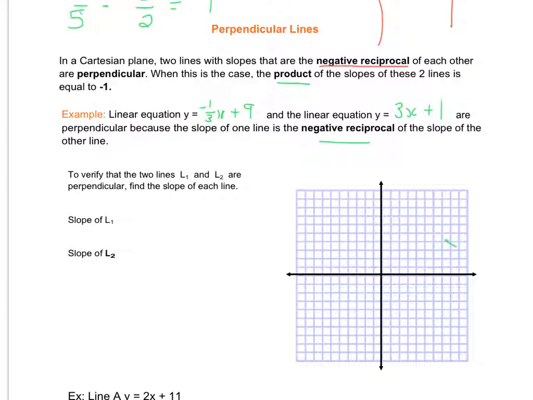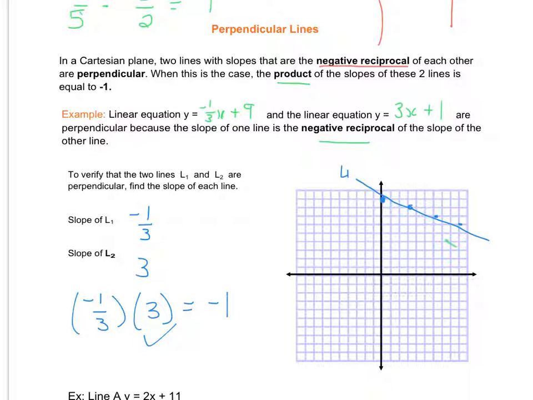The slope of line 1 is negative 1 over 3, and the slope of line 2 is 3. So if we multiply negative 1 over 3 times 3, we're going to get an answer of negative 1, and that works. So these are in fact negative reciprocals of each other, and if I were to graph this, start here. I'm going down 1 and over 3. 1, 2, 3. Down 1 over 3. Down 1 over 3. So this is my line 1.